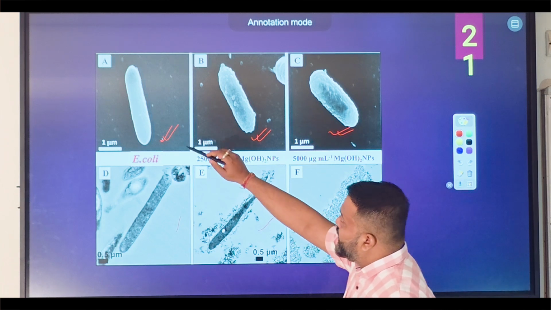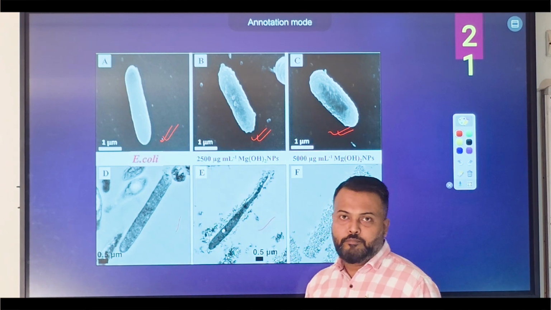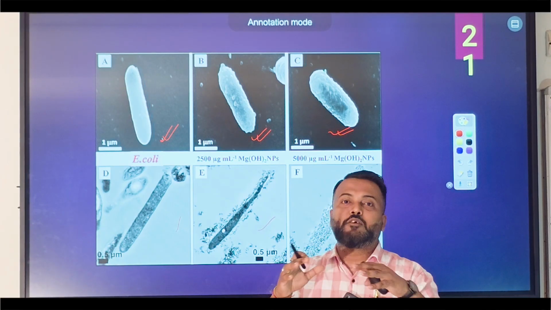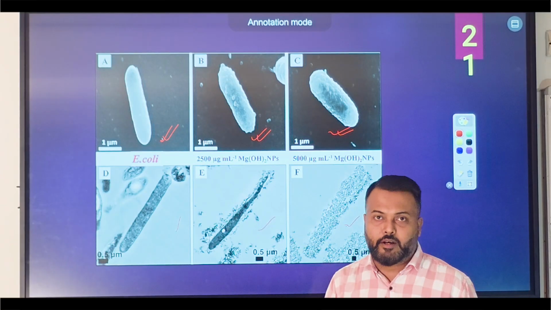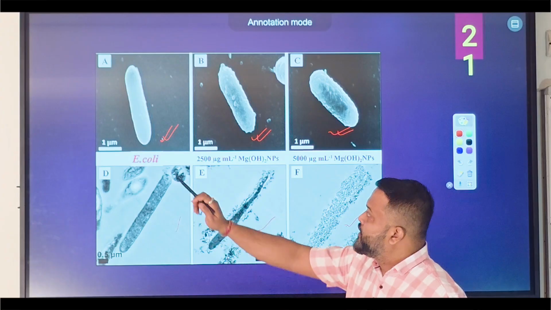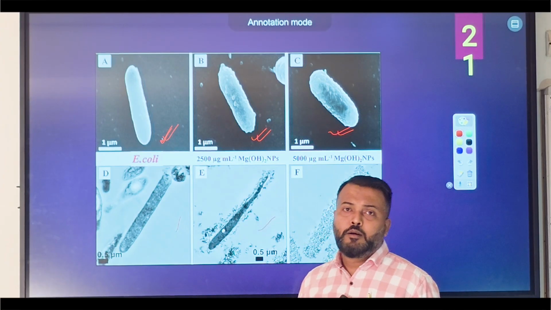What happens here in this case is that this is a surface topography. Okay, surface topography means it is providing you a surface image of an object. So what is the object here? Here the object is a bacteria. Now, the cell of the bacteria is used to observe the image.